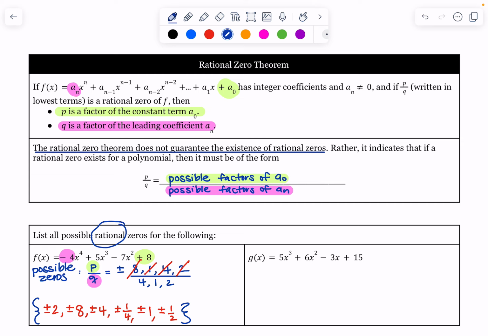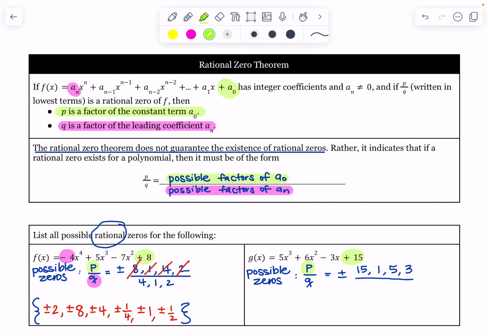All right, let's do the same thing for g of x equals 5x cubed plus 6x squared minus 3x plus 15. So let's list out our possible zeros. And again, we're just thinking about rational ones. So we're going to be considering p over q, where p is factors of our constant term, which is 15. So we're going to put a big plus or minus in front. Factors of 15 would be 15, 1, 5, and 3. Some people like to put those in order. It doesn't really matter. You're going to get the same set at the end.